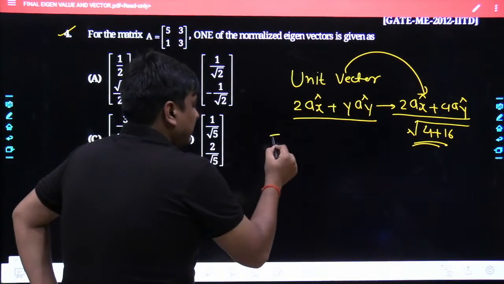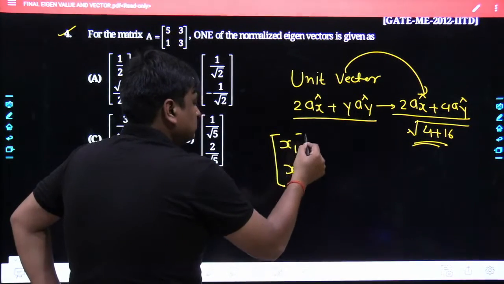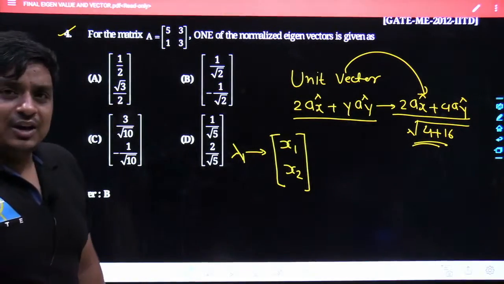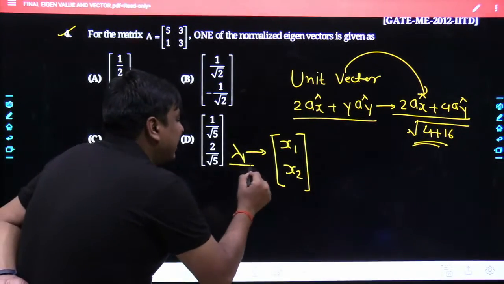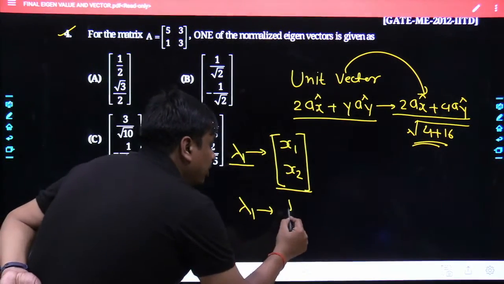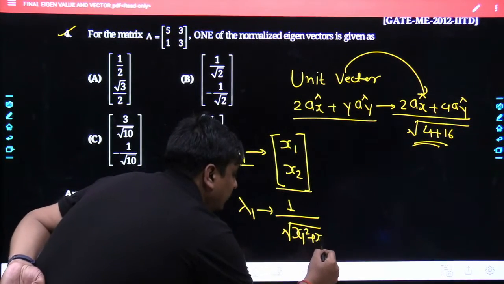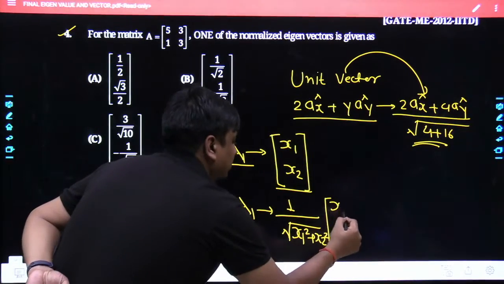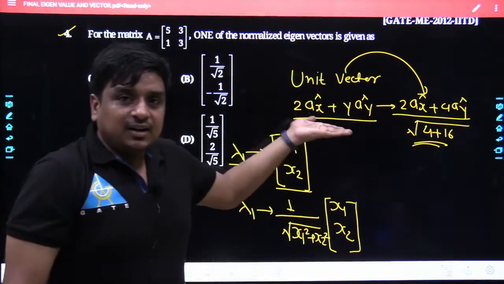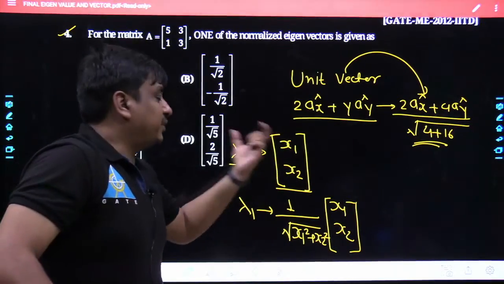See, if you have an eigenvector with two components x1 and x2, which are the eigenvector corresponding to lambda 1, and we talk about the normalized eigenvector, what do we do? Its magnitude is taken out and divided outside. It becomes x1 square plus x2 square, under the root, and the vector is simply x1 and x2. So you can say it's a unit vector of the given vector, or a normalized eigenvector.